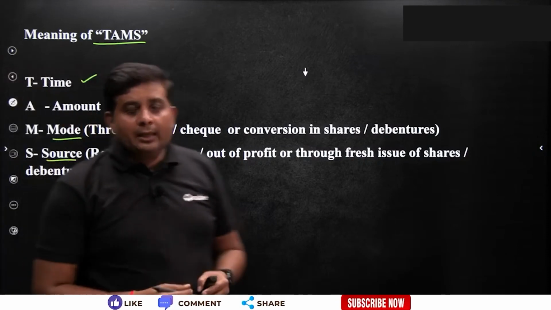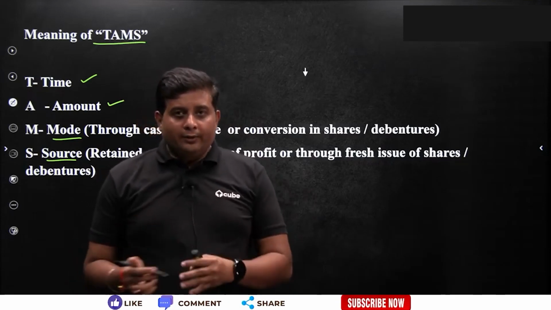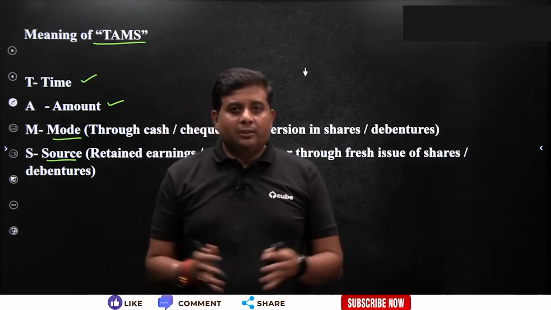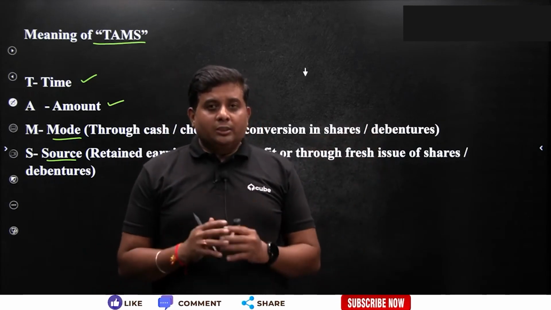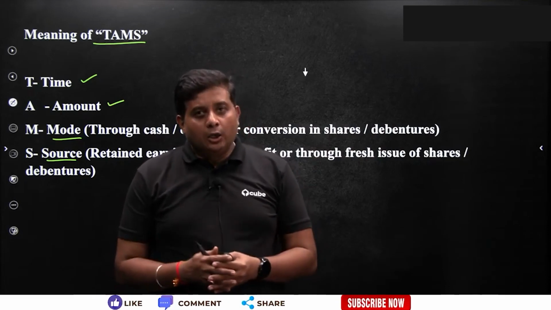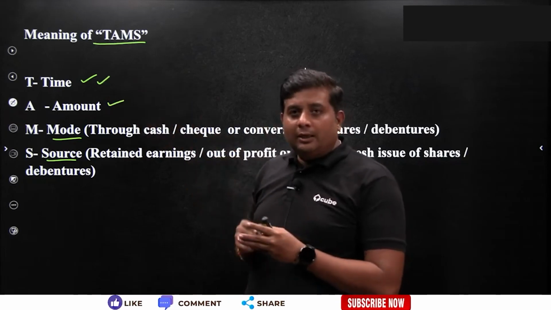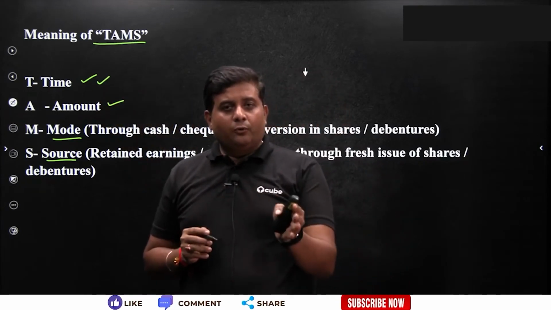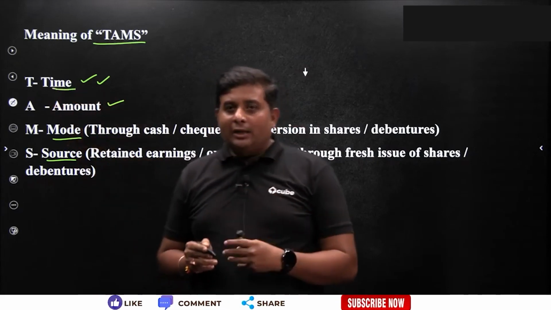Very simple thing. Whenever we take a loan by issuing debentures in the market, definitely that loan is meant for say 3-4 years, maybe 5 to 6 years. So we need to decide the time before taking the loan. That is the reason time is one of the factors of taking the loan, like we have taken a loan for 4-5 years.